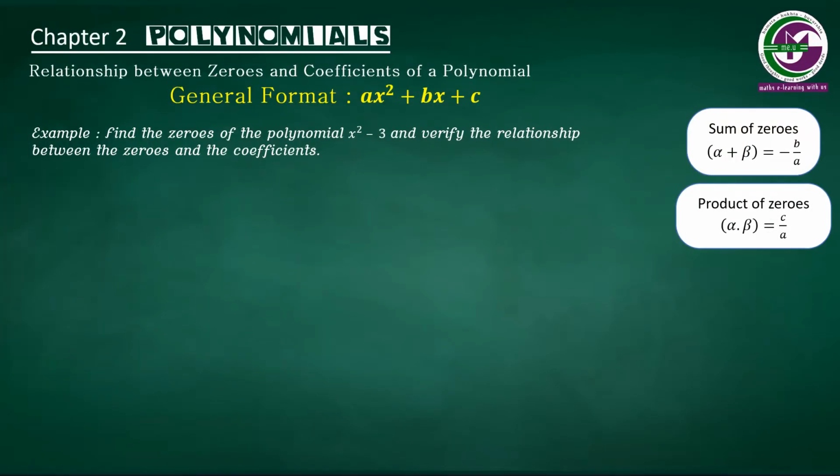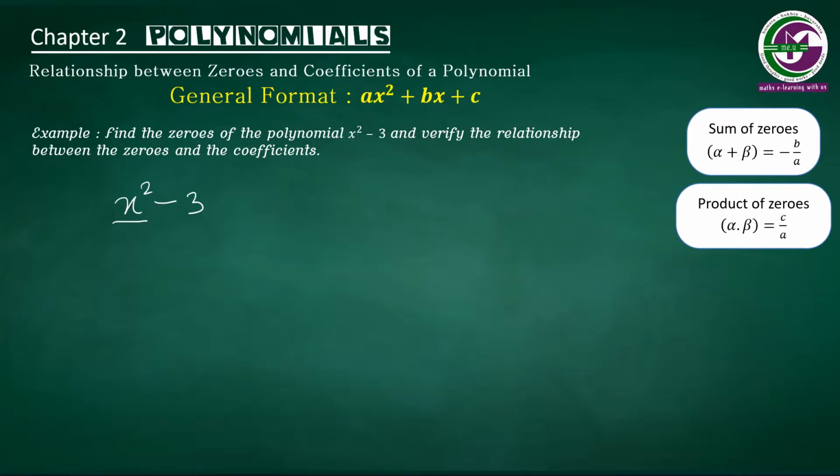We'll see the next example. Find the zeros of the polynomial x square minus 3 and verify the relationship between zeros and the coefficients. Here the polynomial is x square minus 3. Now the first part is to find the zero. Finding the zero of this type of quadratic polynomial is very easy. First, we know that the zero of a polynomial is the value of x so that the value of the complete polynomial is 0.